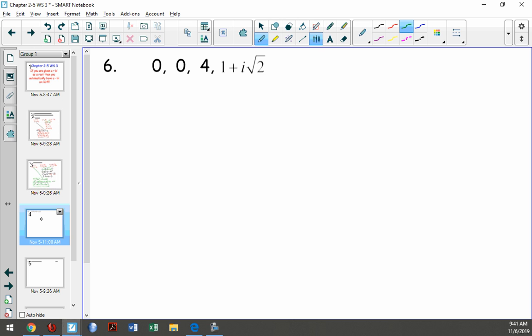Now, 0 is a repeated root. 4, and then I have 1 plus i square root of 2. Am I done? Why? I need the conjugate. What is the conjugate of 1 plus i square root of 2? Yep. Do we all understand that? Now, if I have x equaling 0 as a double root, how can I write that?